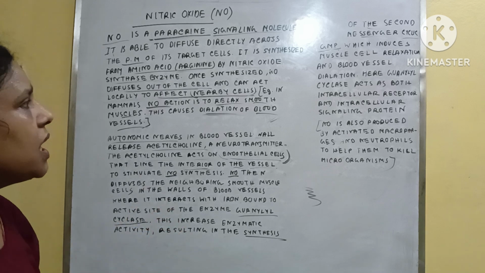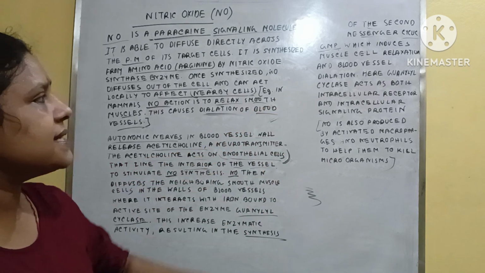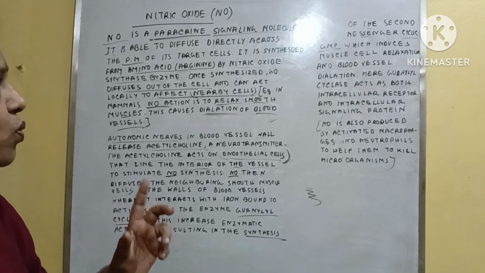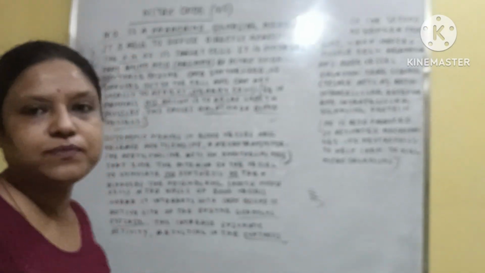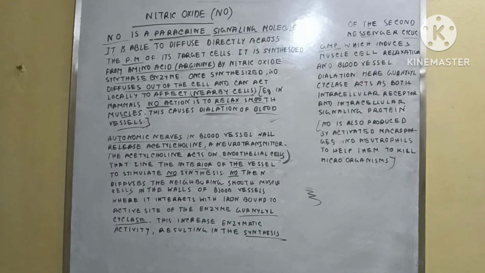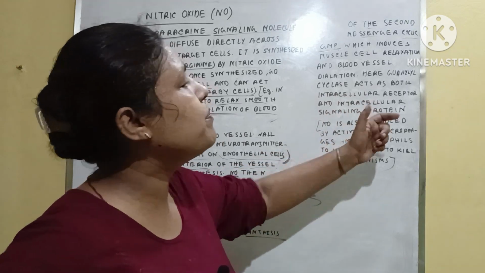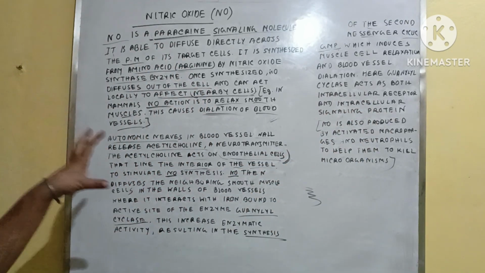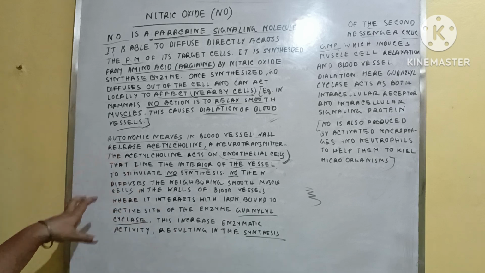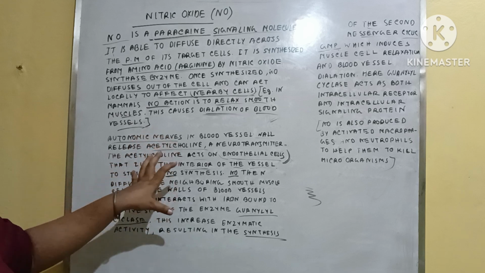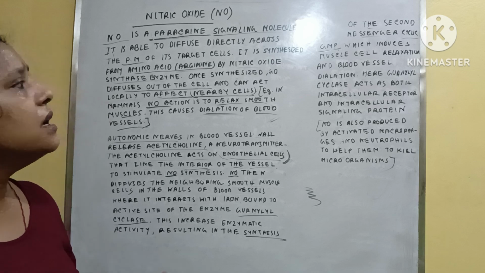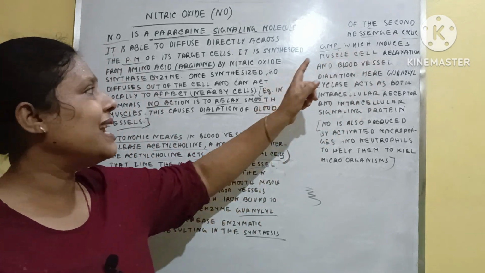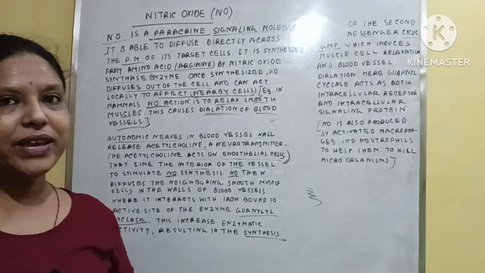Here this guanylyl cyclase acts in two ways: as a signaling protein and also as a receptor. Clear? An intracellular receptor as well as an intracellular signaling protein. So this is happening actually due to the NO synthesis. So how NO helps in the blood vessel dilation and the relaxation of the muscle cell, we just learned here.